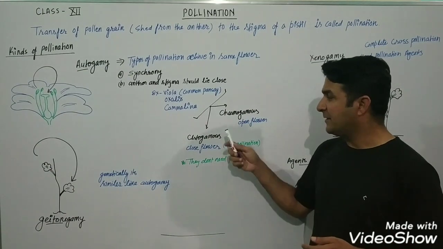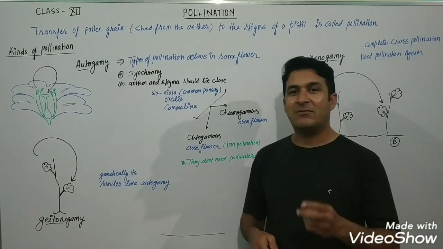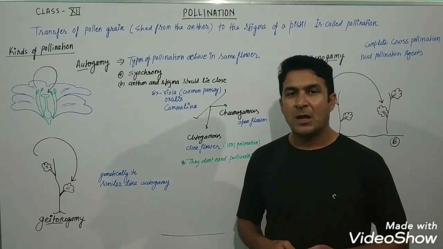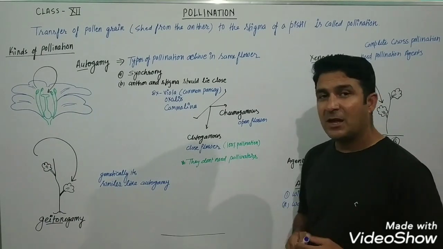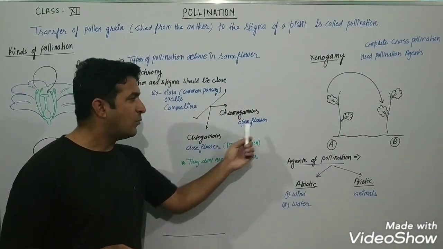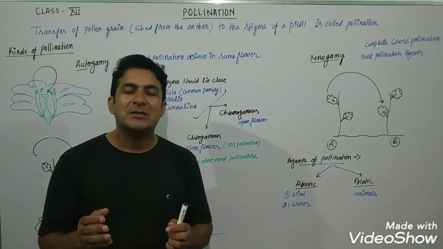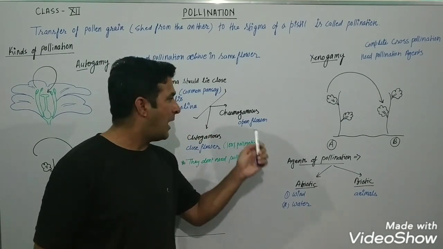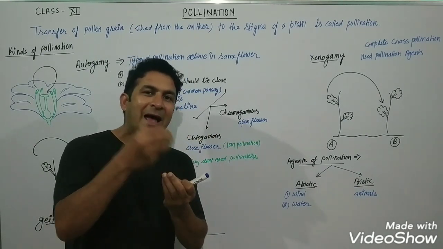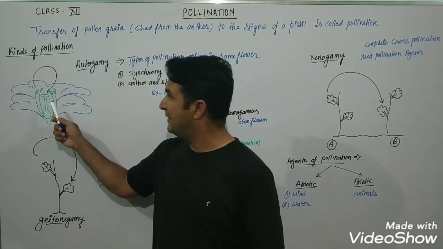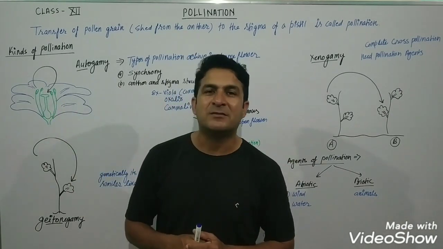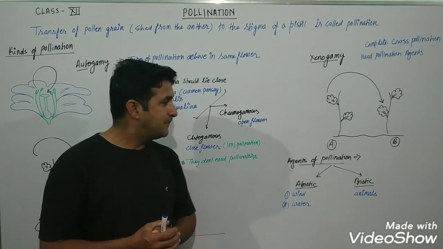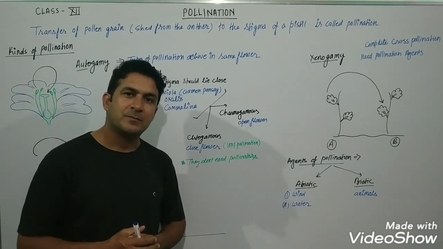These three species have developed two kinds of flowers: chasmogamous flowers and cleistogamous flowers. So let's study chasmogamous first. What type of flower is chasmogamous? The flower jo open hote hain, jinke petals open hote hain. So flowers having open petals are called open flowers. We can see the anther and stigma of these flowers very easily, as you can see in this diagram. This is the chasmogamous type, an open-petal flower, so their anther and stigma are exposed, and these are called chasmogamous flowers, right?